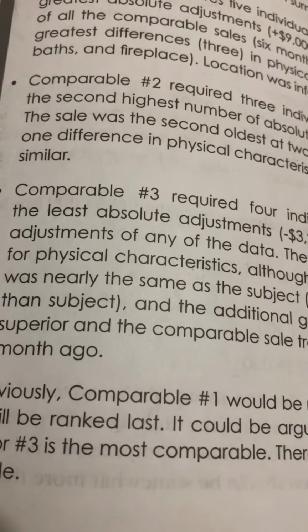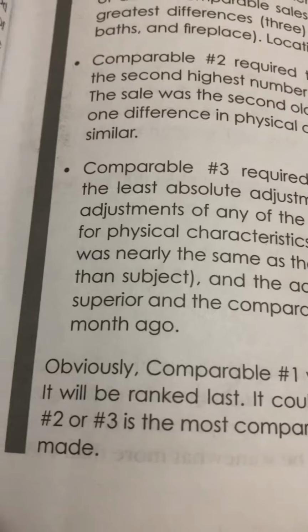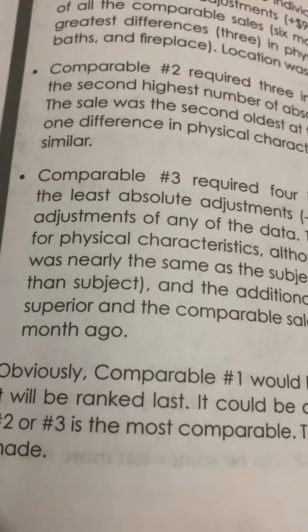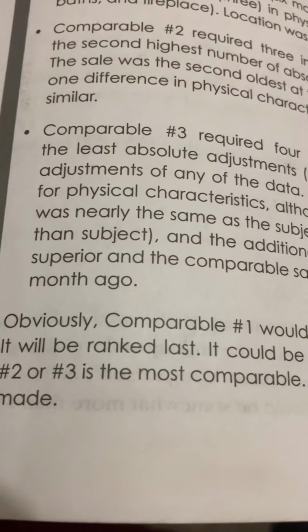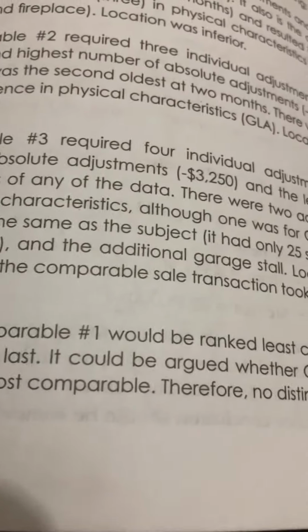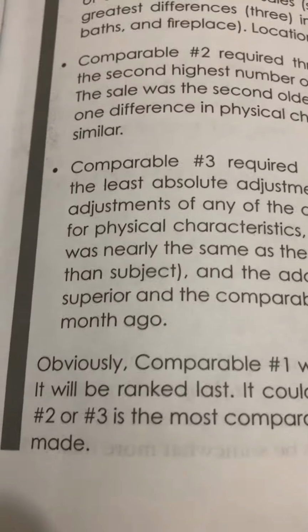Obviously, comparable number 1 would be ranked least comparable. It will be ranked last. It could be argued whether comparable number 2 or number 3 is the most comparable. Therefore, no distinction will be made.